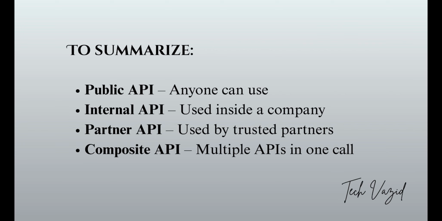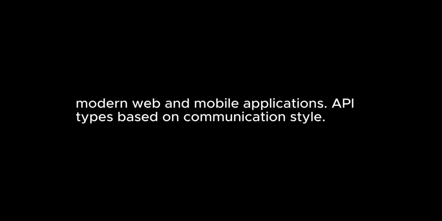Simple recap. To summarize: Public API, anyone can use. Internal API, used inside a company. Partner API, used by trusted partners. Composite API, multiple APIs in one call. APIs help applications communicate, scale, and stay secure. That's why APIs are everywhere in modern web and mobile applications.